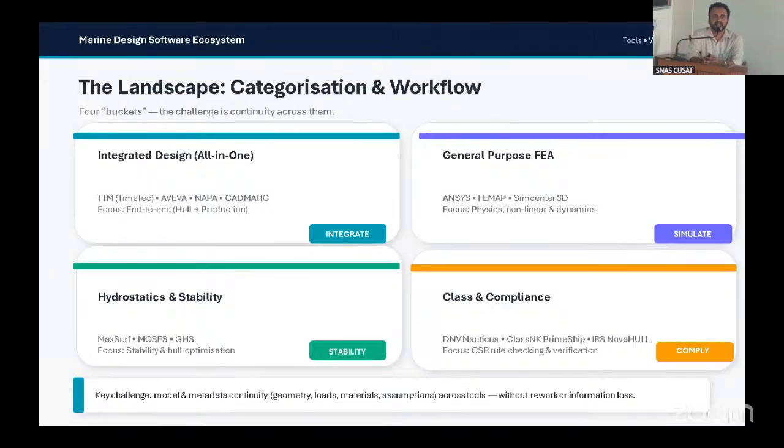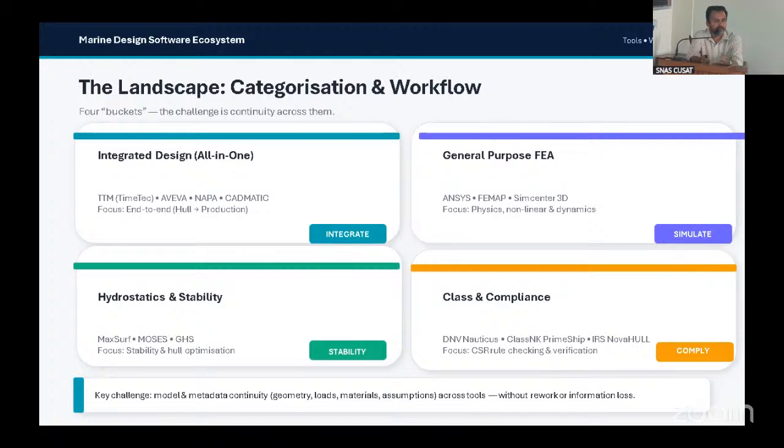Mainly when we are talking about an analysis, it's more about a workflow. You are having the data. I'm putting it into 4 different buckets of software capable of doing multiple areas. You have a general purpose FEA. I'll start with the second bucket. Most of you will be aware of ANSYS, FEMAP, SimCenter, which mostly deal with the physics, or you can do your nonlinear analysis. That is mostly for the structural engineers.